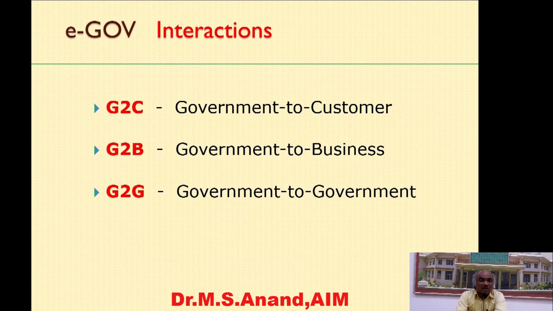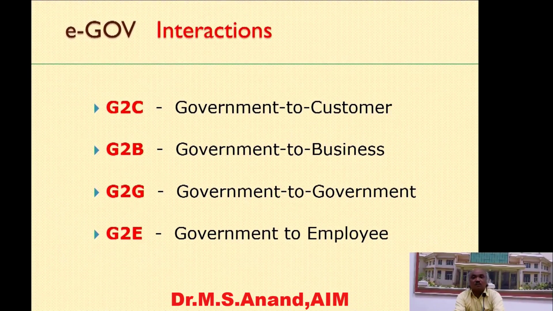And G2G, government to government. For example, government departments give salary to the employees, from government departments through the banks. We are doing it like this. So this kind of thing is government to government.